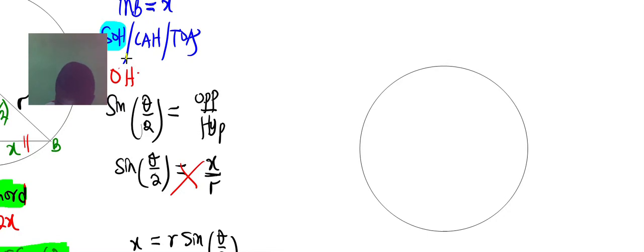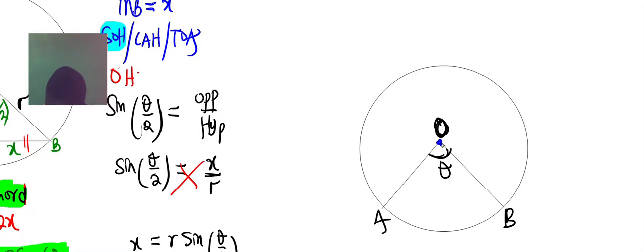So if we have the center of the circle at this point, let's assume that the arc we are talking about is AB. The angle theta is subtended at the center, let's say O is the center of the circle, so the length of arc AB can be obtained.